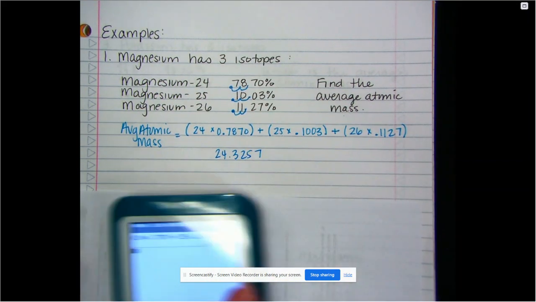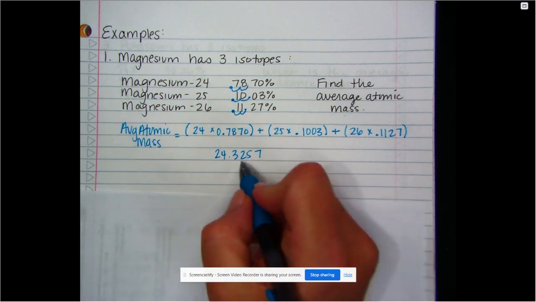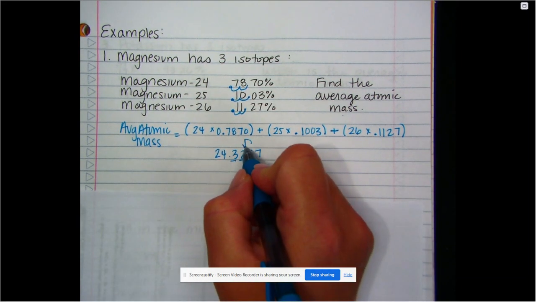24.3257. Now, for the purposes of your assignment, the directions on your assignment state that you are going to put this to 2 decimal places. When we do our Beanium lab, that will change just slightly because you are going to be doing some actual measuring in class, and so that would affect your sig figs. But for the purposes of these examples, we're going to go with the same direction that's on the homework, which is 2 decimal places. So 1, 2, that 5 is going to round.